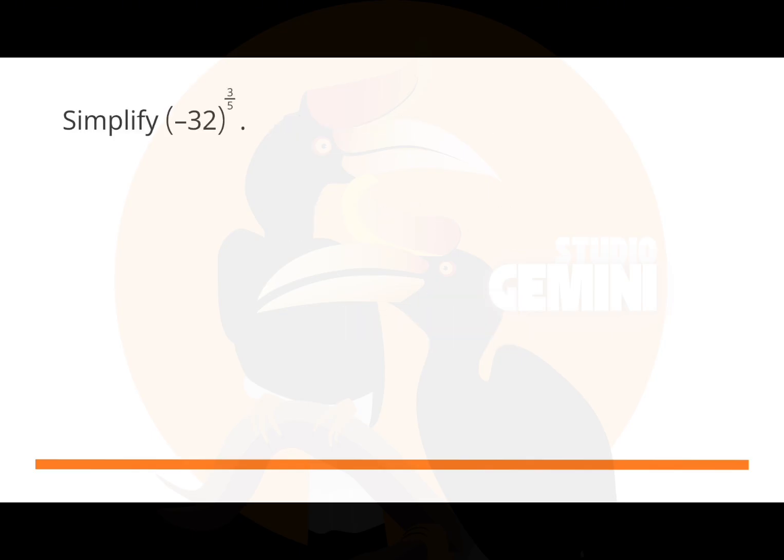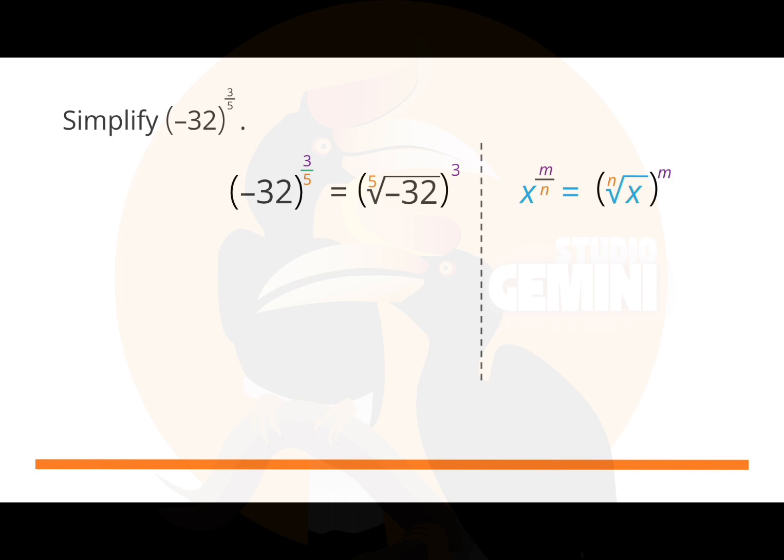Here we want to simplify negative 32 raised to the 3/5 power. Let's use this property to rewrite our expression as the 5th root of negative 32, all raised to the 3rd power. The 5th root of negative 32 is negative 2, since negative 2 to the 5th power is negative 32. Finally, negative 2 cubed is negative 8. So negative 32 raised to the 3/5 power is negative 8.